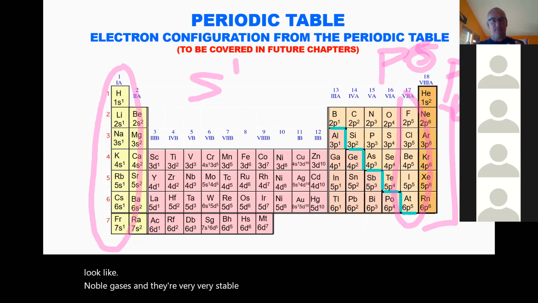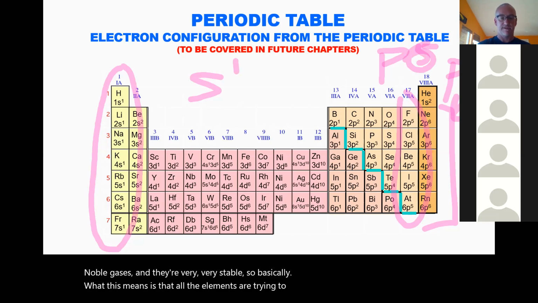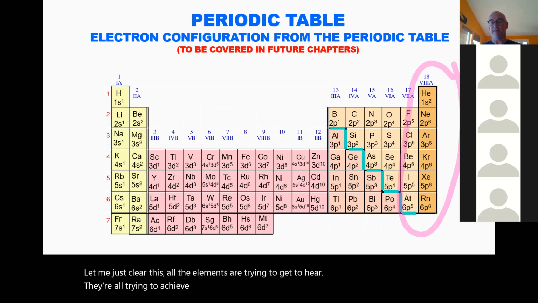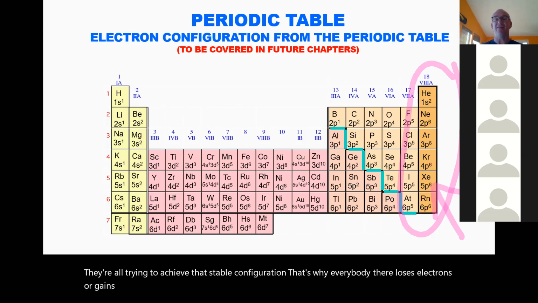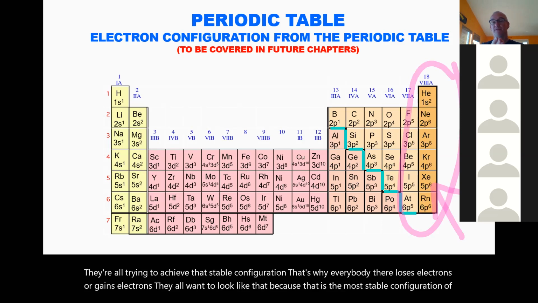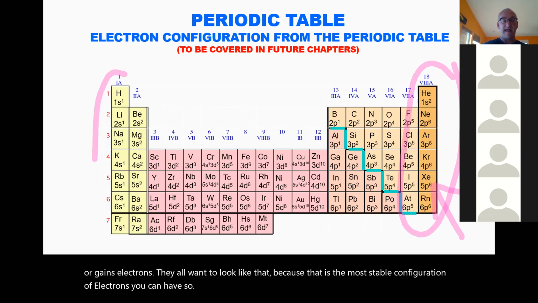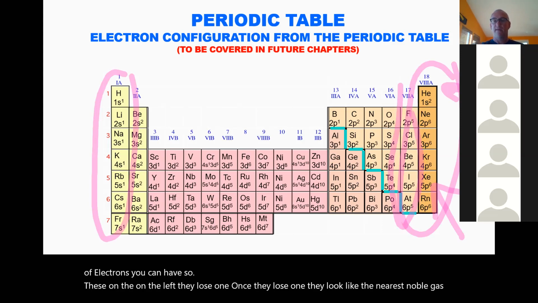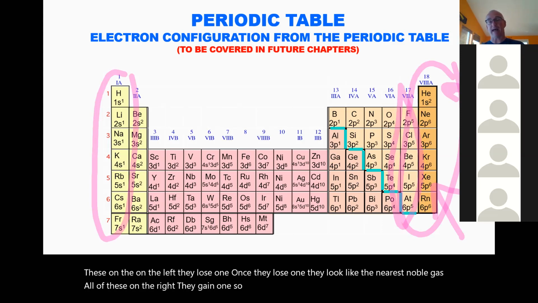So basically, what this means is that all the elements are trying to get to here. They're all trying to achieve that stable configuration. That's why everybody either loses electrons or gains electrons. They all want to look like that, because that is the most stable configuration of electrons you can have. So these on the left, they lose one. Once they lose one, they look like the nearest noble gas. All of these on the right, they gain one, so they could become the noble gas close to them.